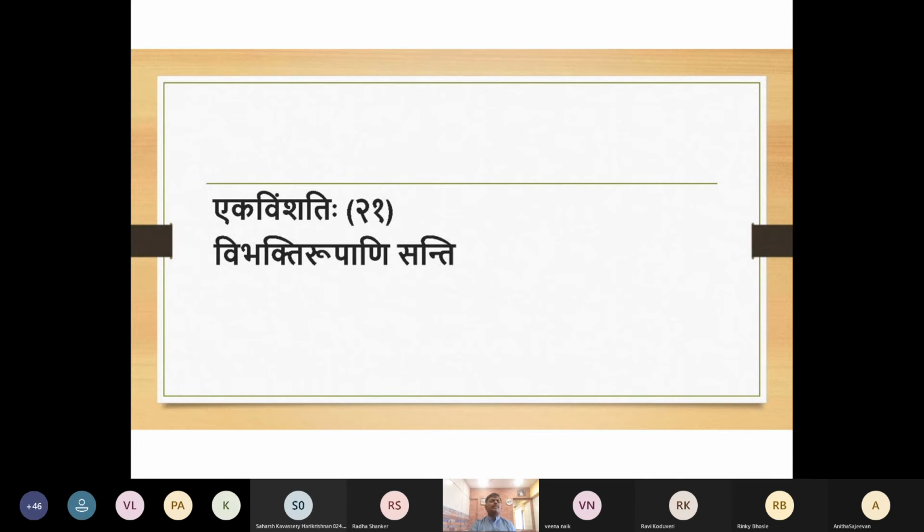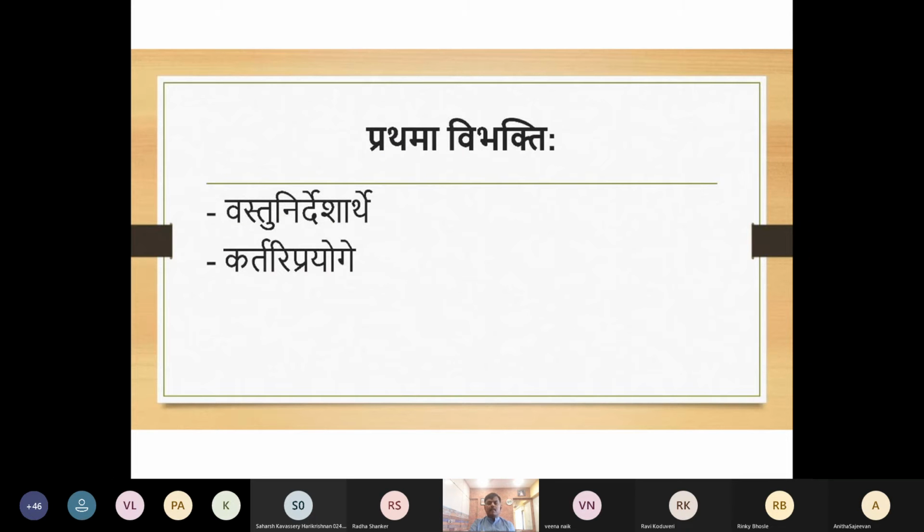So how many total vibhaktis are there for a particular namapadam? There will be 21 vibhaktis. How? Ekavachanam, Dvivachanam and Bahuvachanam. So 7 vibhaktis, 7 into 3, 21. Ekavimshati vibhakti rupani santi.